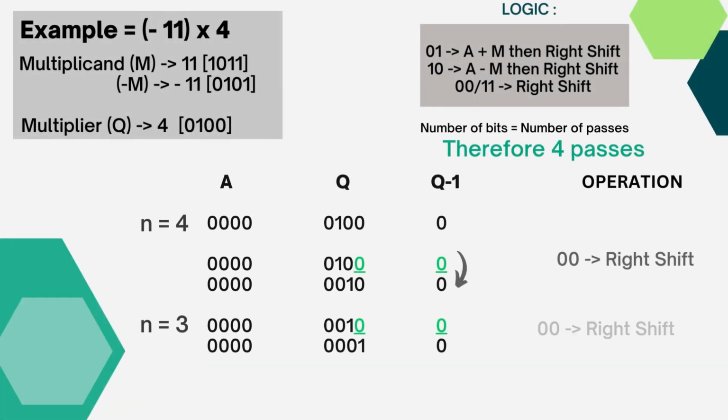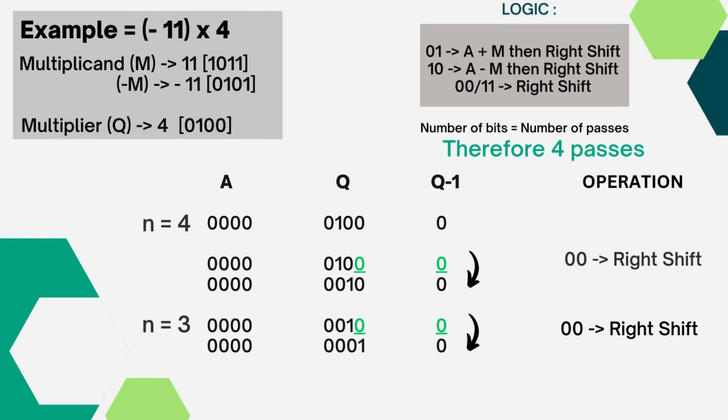So let's take an example on Booth's algorithm. We have in the example minus 11 into 4. In the multiplicand m, we have to store 1 0 1 1. We have to take the second complement of the multiplicand, which is 0 1 0 1, and then for the multiplier, we have q as 0 1 0 0.